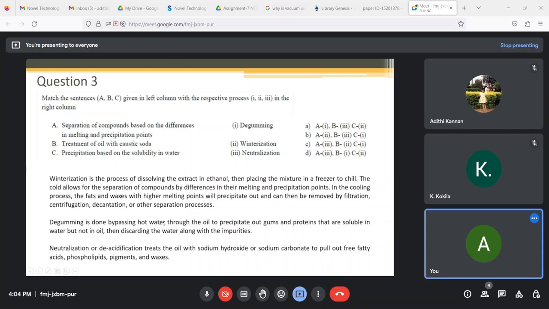So degumming is by passing hot water through the oil, where your gums and proteins will come to the surface, or the interface of the oil and water, and then you can discard the water along with its impurities. So precipitation based on solubility in water corresponds to the degumming process. So A corresponds to 2, B corresponds to 3, and C corresponds to 1. So option B corresponds to that. The answer to this question is option B. Any doubts in these three processes?